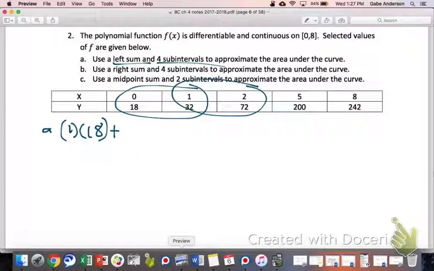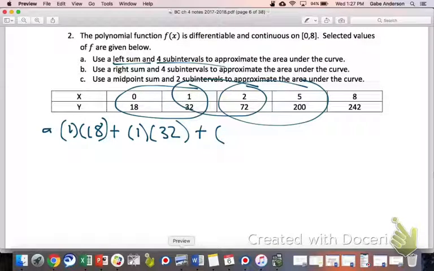Once again, the base length is 1, or should the base length be 2 because it ends at 2? Isn't it the difference between the two of them? Yeah, okay, so 1, and then we'll use the left edge, which is 32. The next interval is from 2 to 5. This one, the base length is not 1. This time it is 3. That's right. So 3, and then the left height is 72.